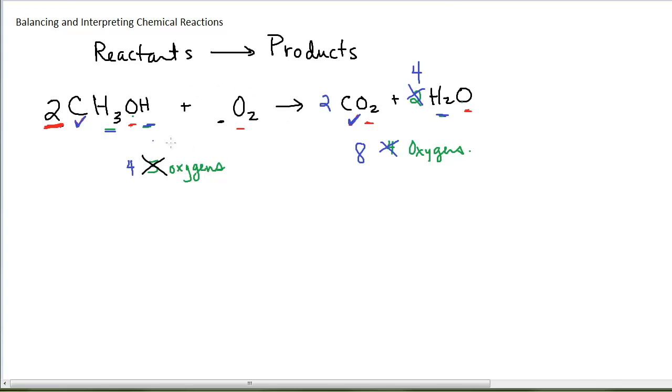Do you see how we can make 8 oxygens over here without messing up the carbons and the hydrogens again? That's very important. If we can keep from messing those up again, we want to. Do you see that if I add 3 O2s, that would be these 2 oxygens plus another 6, now I would have my 8 oxygens. So this balances the reaction.